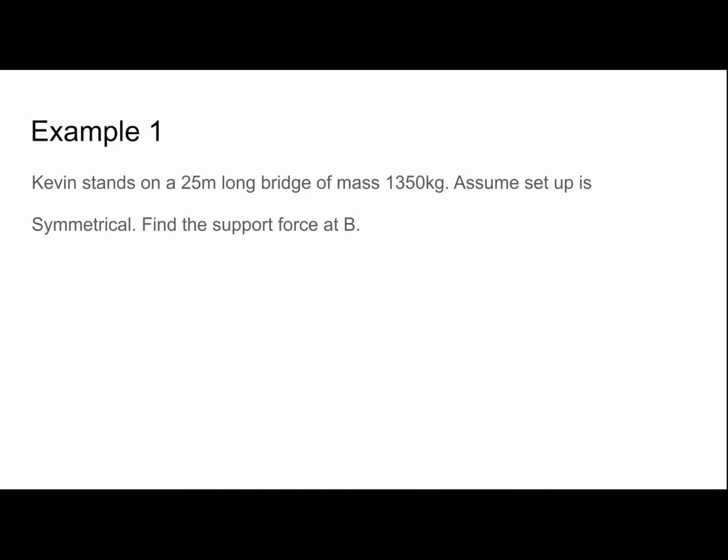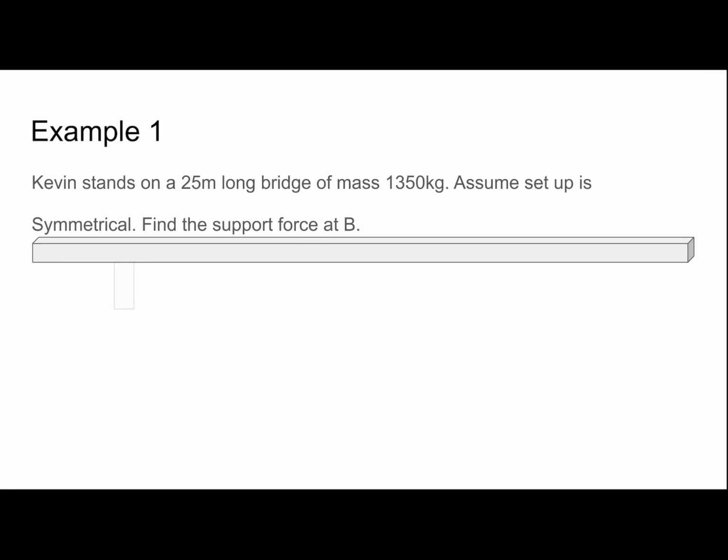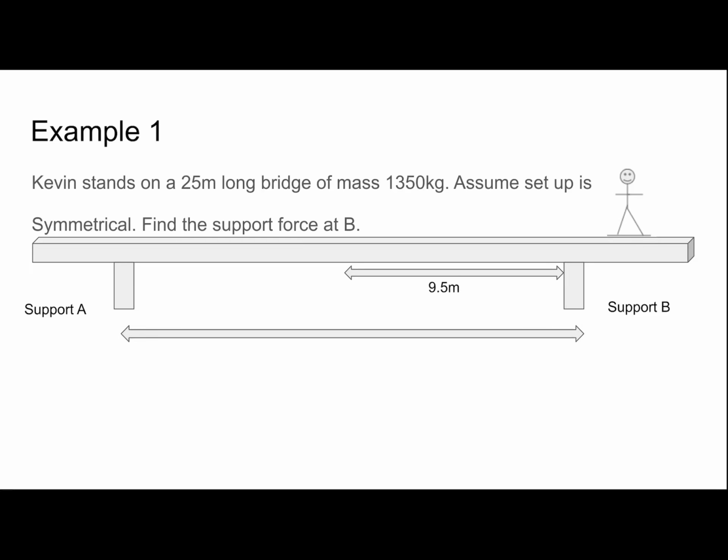So for example 1, Kevin stands on a 25-meter long bridge of mass 1,350 kilograms. Assuming the setup is symmetrical, find the support force at B. I have our bar here. We have our support A and support B. We have Kevin on the right hand side. And we just put our distance in. Just bear with me for now.